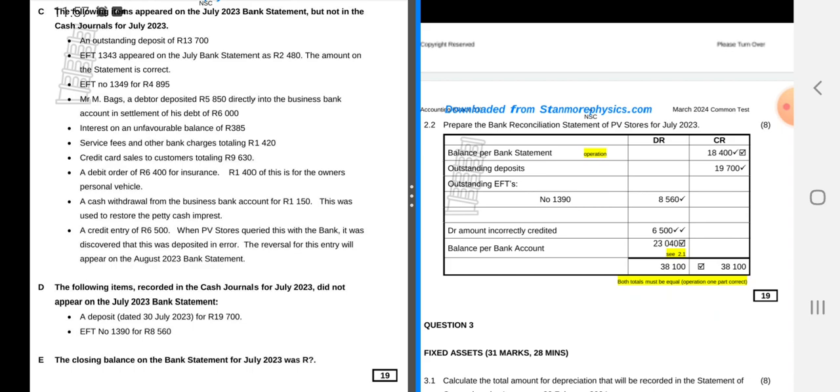So you're going to take the 8,560 plus the 6,500 rand plus the 23,040. You get 38,100, which is the balancing figure. And then you subtract the 19,700, which will get you 18,400 rand. So you must balance it out. Even if it's wrong, you are going to get 1 mark for that. So it's very, very important.